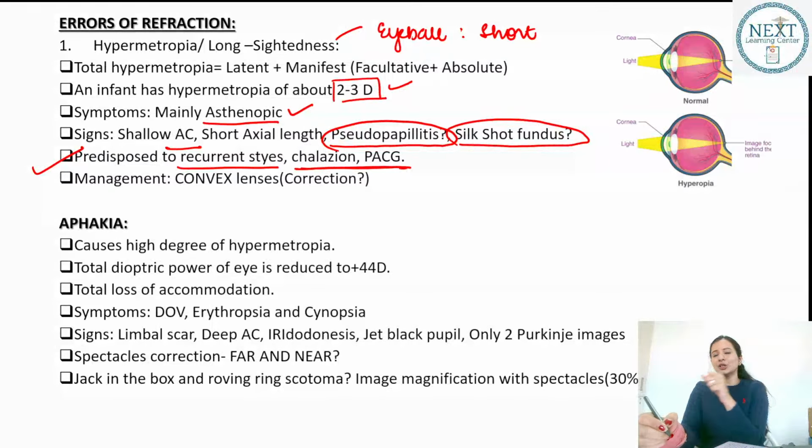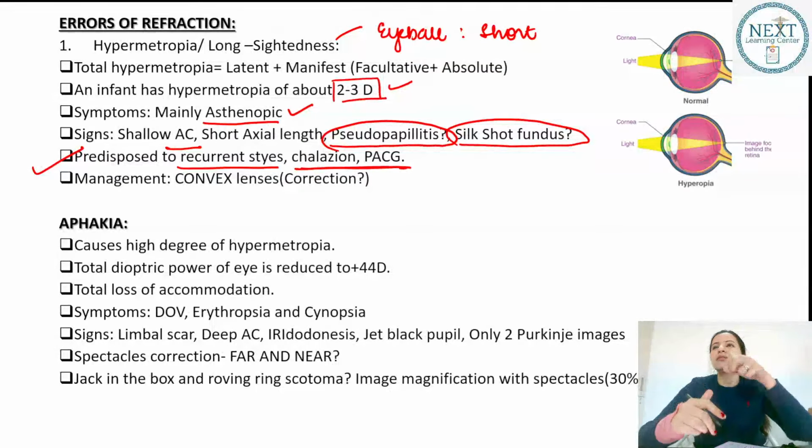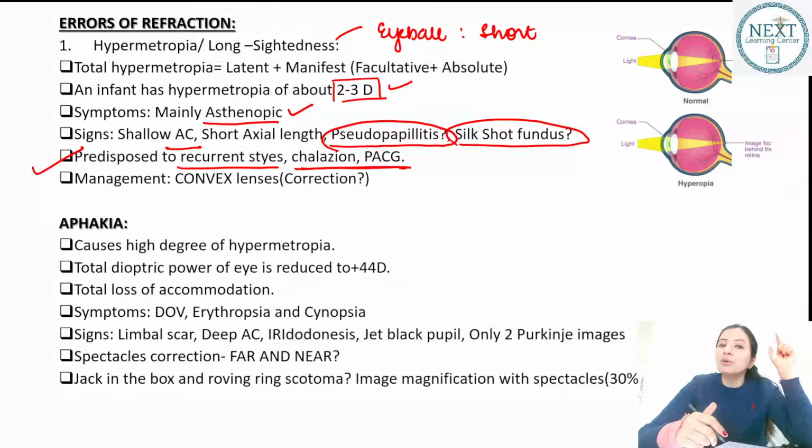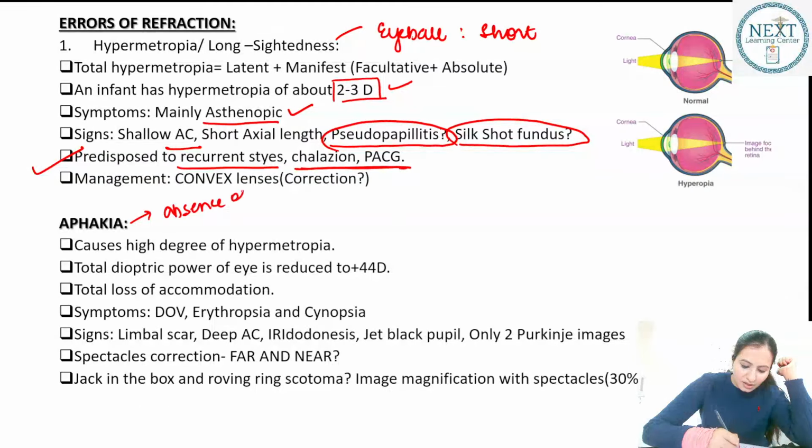Why stye and chalazion? Because whenever there is heaviness and the patient is having asthenopic symptoms, the child will have the tendency to rub the eye, and when the child rubs the eye, nobody knows whether the hands are harboring any microorganism or not. So if the hands are dirty, then it will lead to infection leading to stye and chalazion. Then is aphakia. Aphakia is the absence of the crystalline lens.